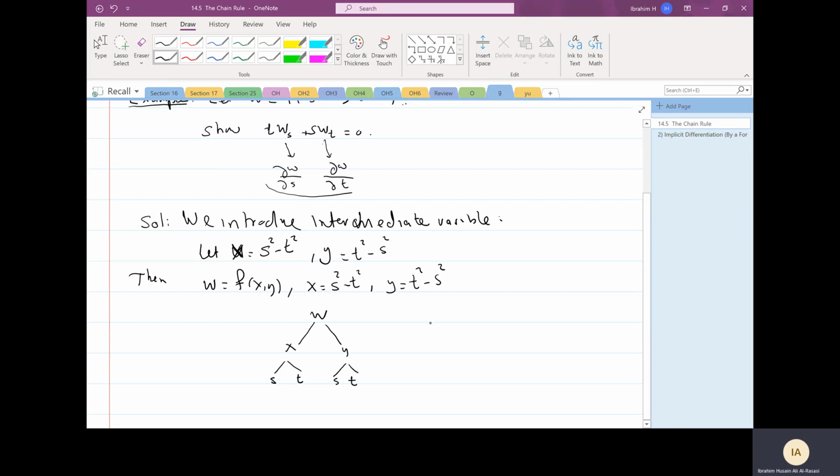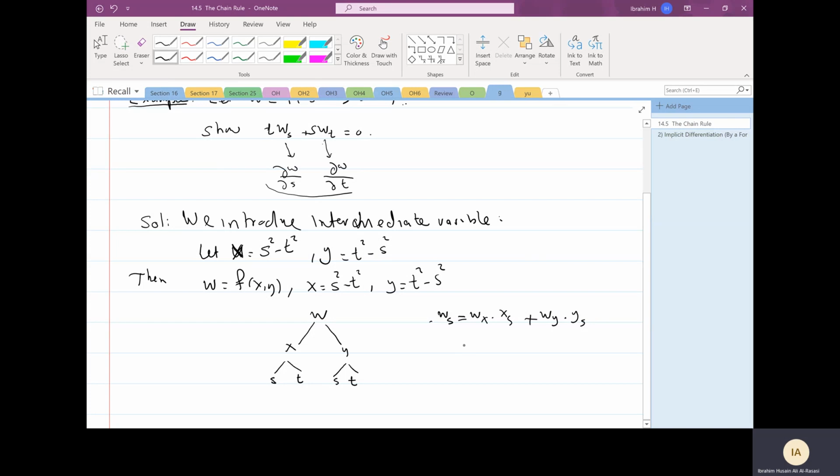So now what is W sub S? I can go from W to S through two paths, one along X and one along Y, as we did before. So this is W sub X times X sub S plus W sub Y times Y sub S. I'm using the sub notation. That is, derivative of W with respect to X times derivative of X with respect to S plus derivative of W with respect to Y times derivative of Y with respect to S. So this is W sub S.